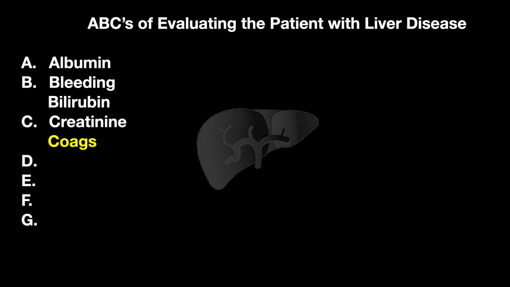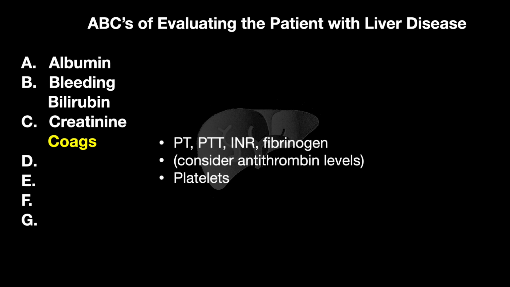Besides creatinine, coags should also be evaluated in cirrhotic patients. The liver is responsible for making most coagulation factors. In end-stage liver disease, the lack of production of essential coagulation factors impairs the ability of blood to form clots. Therefore, abnormal coagulation profiles are also commonly found in patients with liver disorders. I recommend monitoring PT, PTT, INR, and fibrinogen.